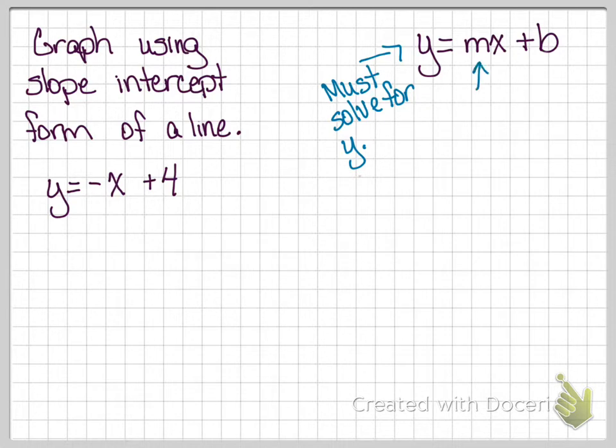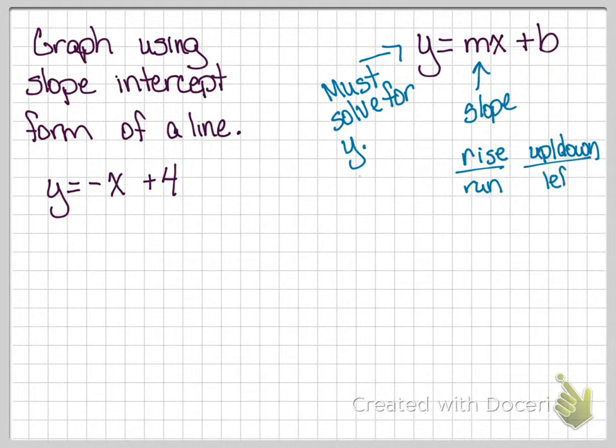Your m value is your slope. It's always the coefficient that's with the x. It is rise over run. That means we go up or down first, then we go left or right, depending on the positive and the negatives. Up, down, left, right.